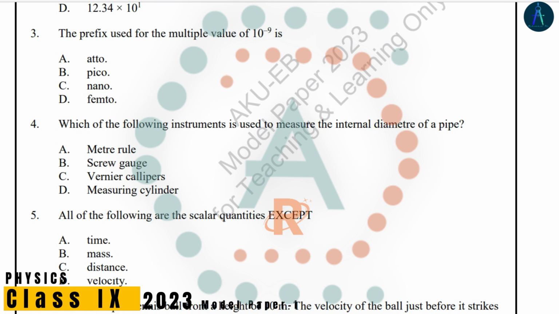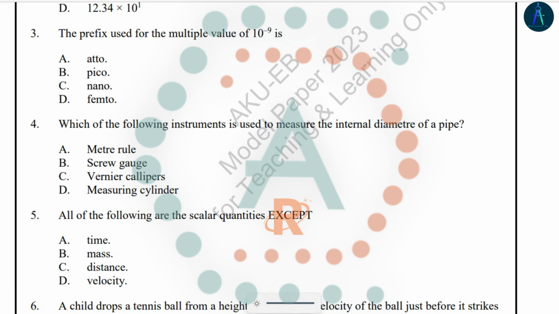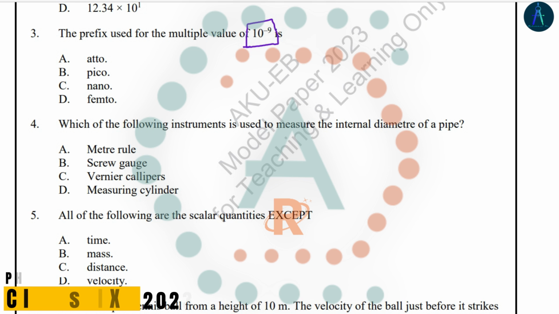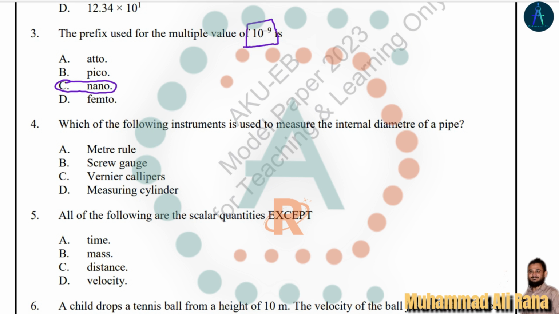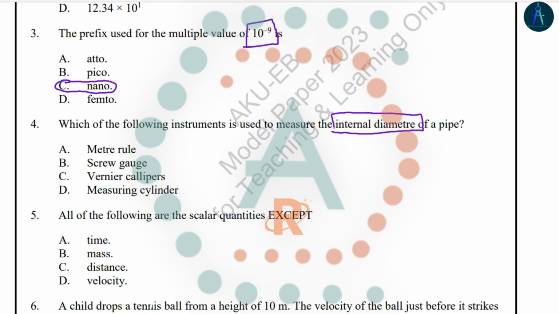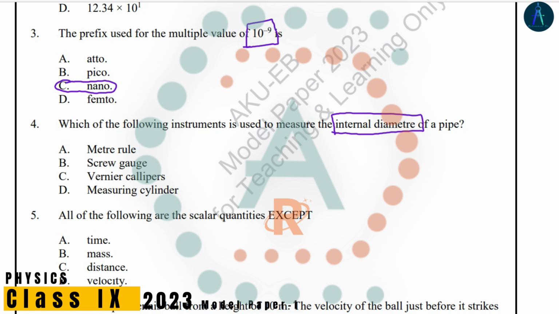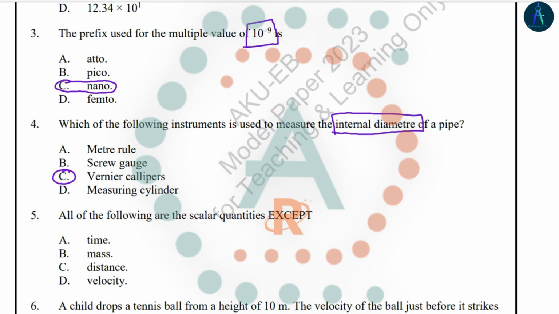Then we have question number 3. The question number 3 states the prefix used for the multiple of 10 raised to the power 9. We know that 10 raised to the power minus 9 is nano, so option C is the right answer. Which of the following instrument is used to measure the internal diameter of a pipe? So internal diameter of a pipe can be measured by using a vernier caliper. Option C is the right answer.